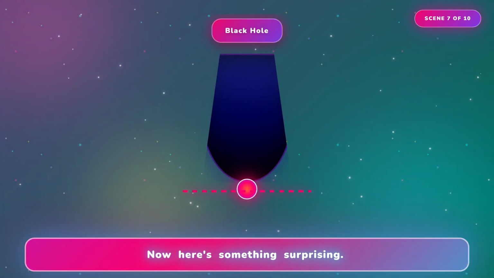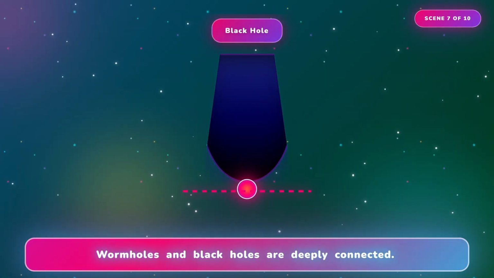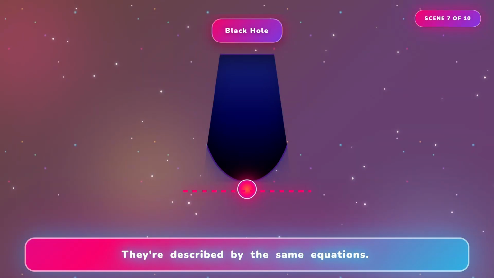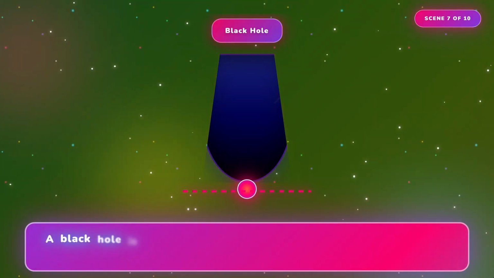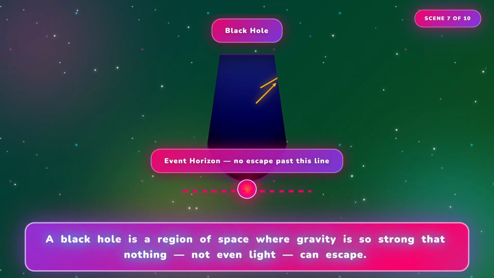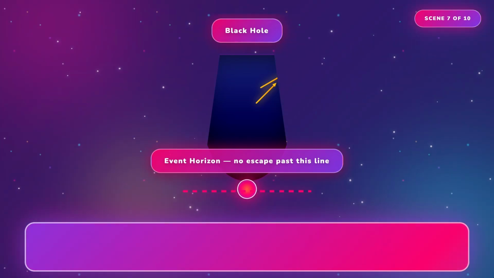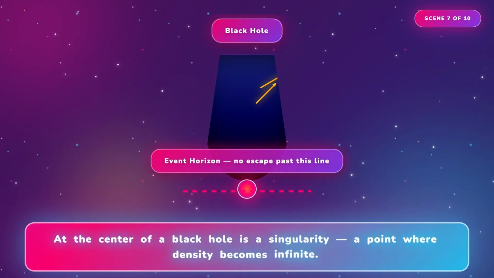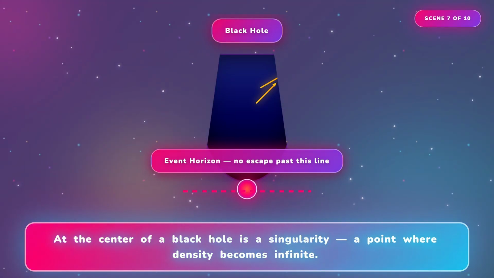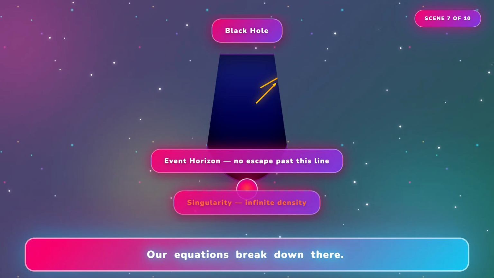Now here's something surprising. Wormholes and black holes are deeply connected. They're described by the same equations. A black hole is a region of space where gravity is so strong that nothing, not even light, can escape. At the center of a black hole is a singularity, a point where density becomes infinite. Our equations break down there.